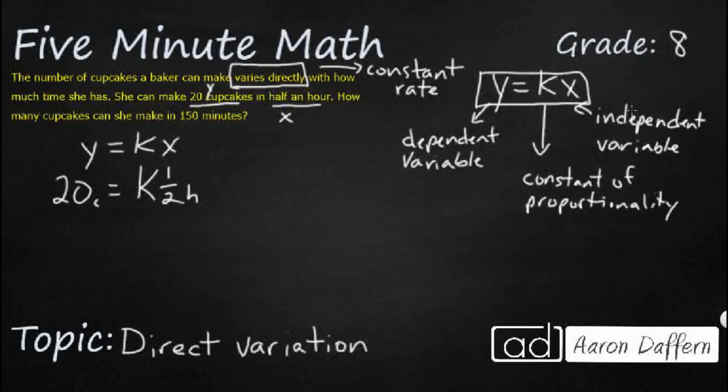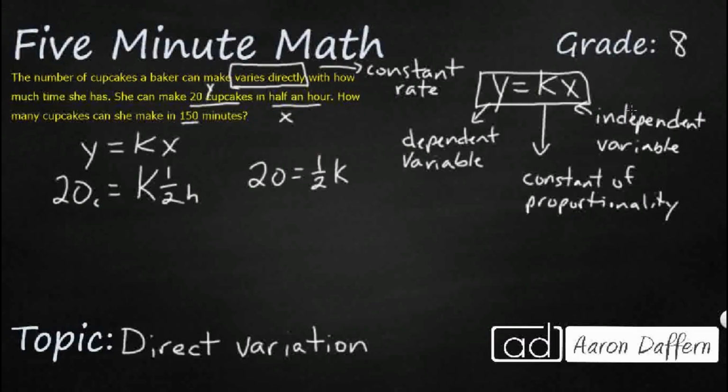All right, so we've got a little equation there. And if I really kind of wanted to rewrite it, I'd drop the labels. 20 equals, I always put the coefficient first. All right, so 20 equals 1/2 k. How many cupcakes can she make in 150 minutes? Well, I can use this equation, or I can use a proportionality. We'll do both just to show you that they do the same thing.